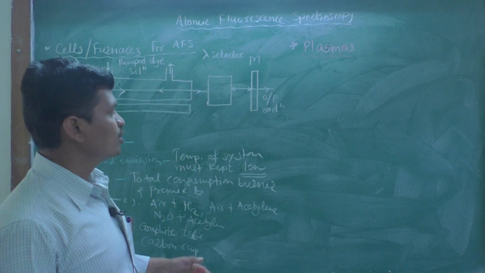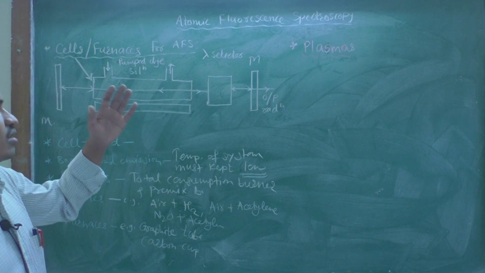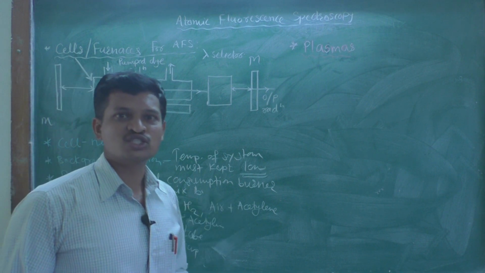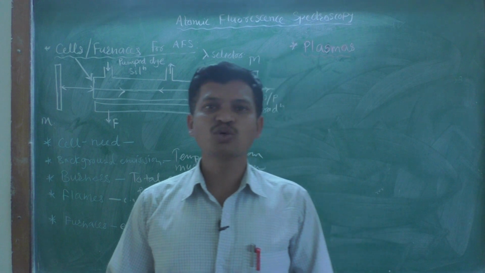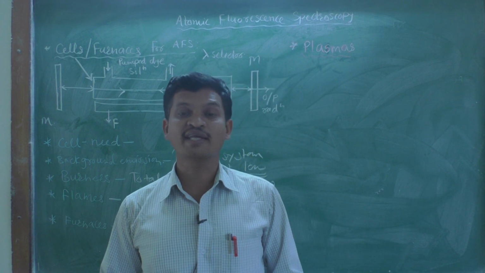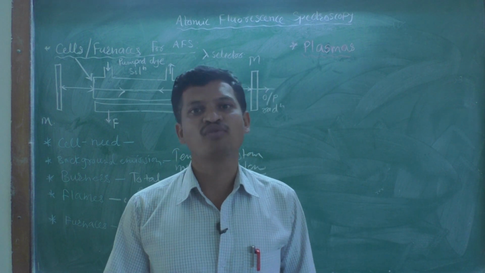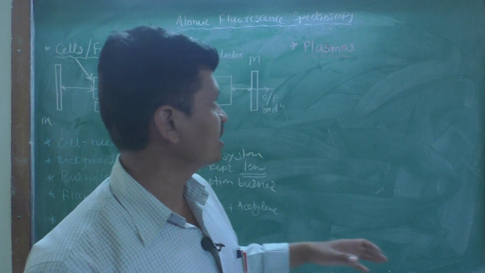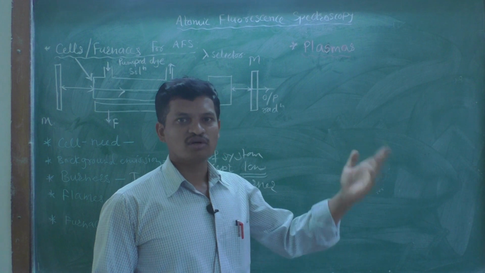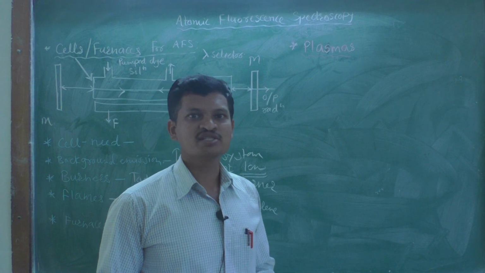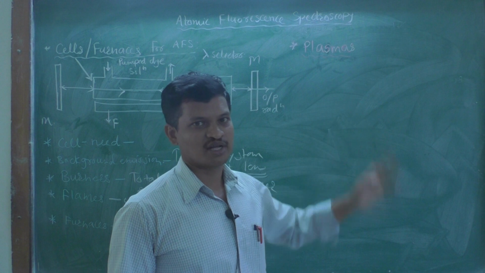Now, for the last two to three videos we have discussed the different electromagnetic radiation sources that can be used for atomic fluorescence spectroscopy. Here one more source is available nowadays, and it is known as plasma.